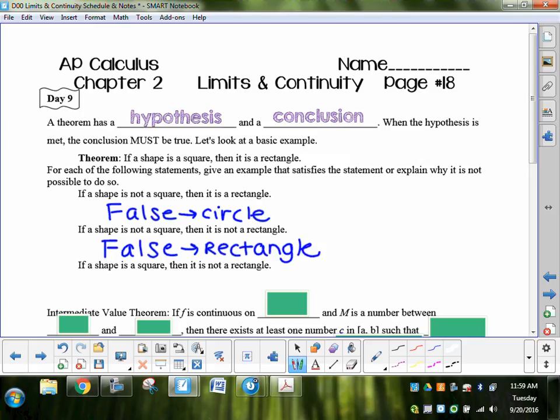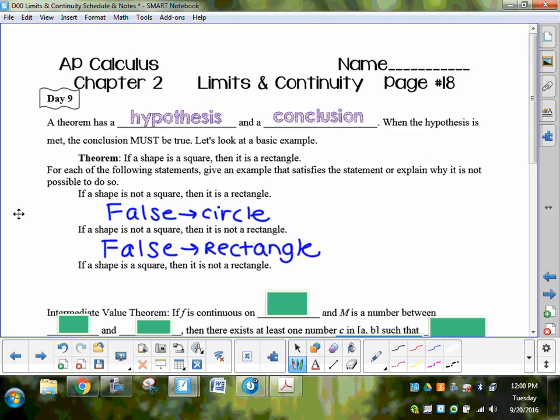If a shape is a square, then it's not a rectangle. Is that true or false? If you're going to say false, what's your counter example? Careful. Is a square a rectangle? Yes. Does a square meet the criteria of a rectangle? Are opposite sides parallel? You bet. So if it is a square, then it is not a rectangle. So that's false.